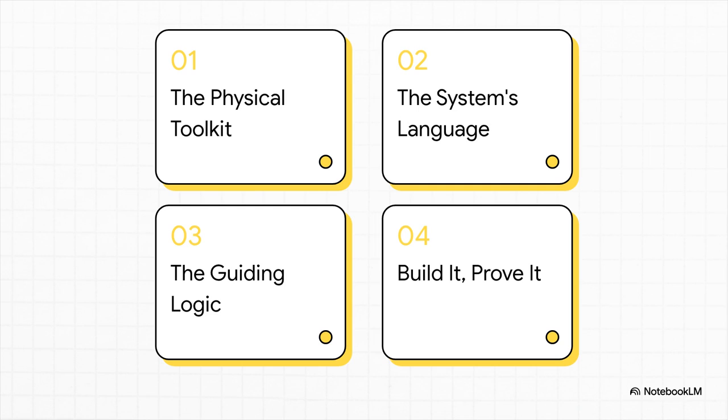To make sense of all this, we're going to follow a pretty simple blueprint. First up, we'll look at the actual physical hardware, what I'm calling the toolkit. Then we'll dig into the data, which is really the system's language. After that, we'll explore the control logic that makes the whole thing smart. And finally, we'll talk about how you actually build this stuff and, more importantly, prove that it works reliably.